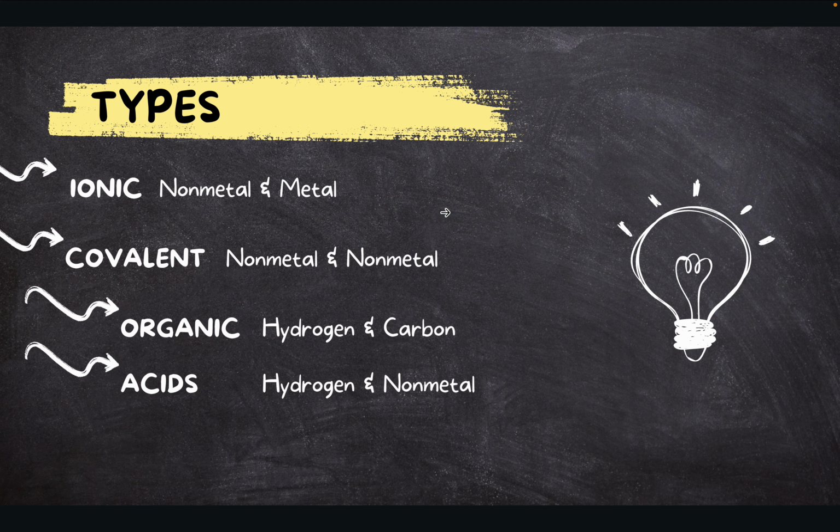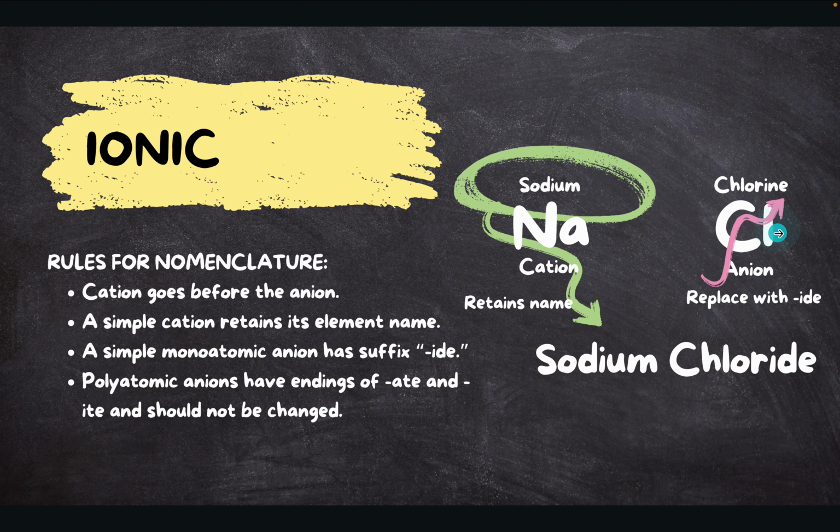So we're going to discuss these types of compounds that we are going to name. Ionic, which is non-metal and metal. Covalent, both non-metals. And types of covalent are organic, hydrogen and carbon, and acids, hydrogen and another non-metal. Anything other than that is just regular covalent.